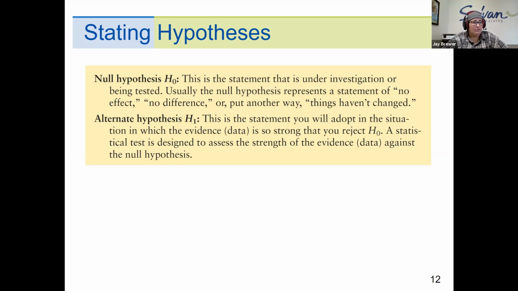Alternate hypothesis, H sub 1. This is the statement you will adopt in a situation in which the evidence or data is so strong that you reject the null hypothesis. A statistical test is designed to assess the strength of the evidence or data against the null hypothesis.